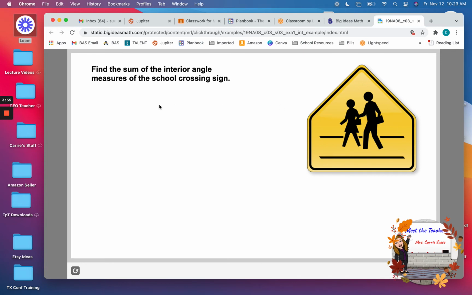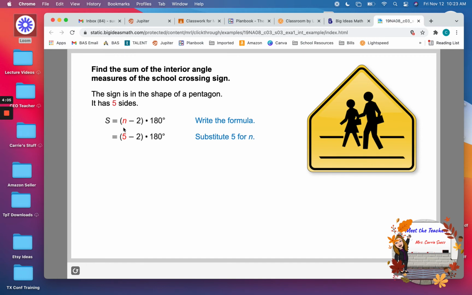5-sided shape, pentagon. So we're going to use our formula, and we're going to plug in 5 where the n is. Put this in your journals. Okay? So 5-sided shape, we're going to say 5 minus 2. What's 5 minus 2? 3. So then we do 3 times 180. 540. So the interior angles add up to 540 degrees.